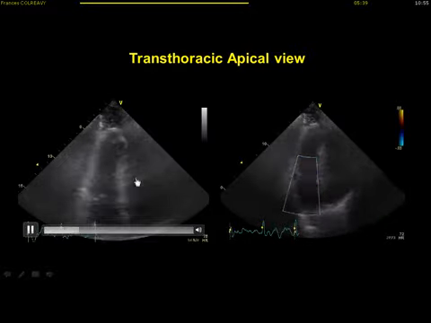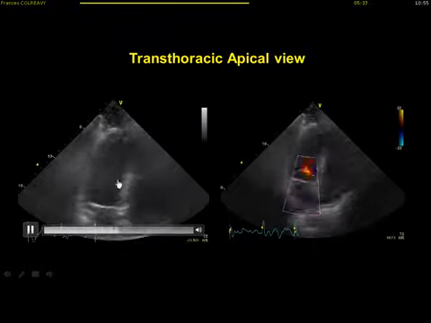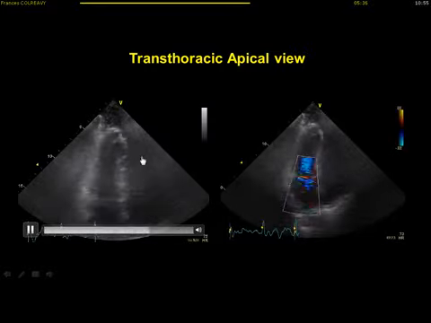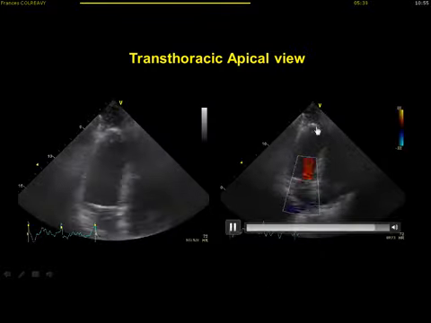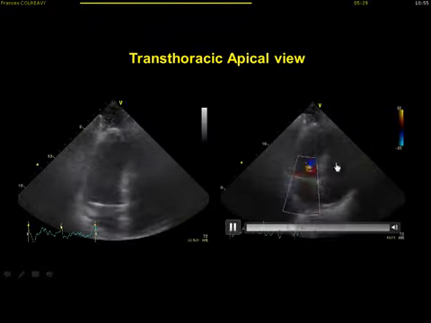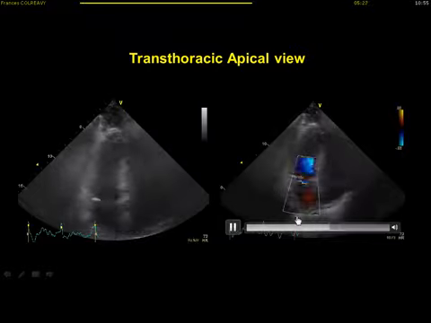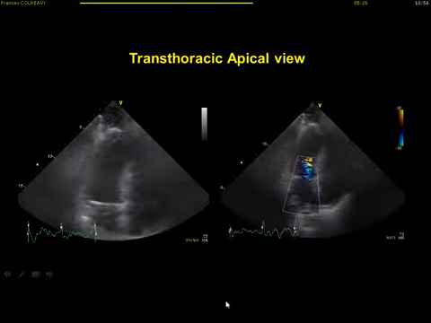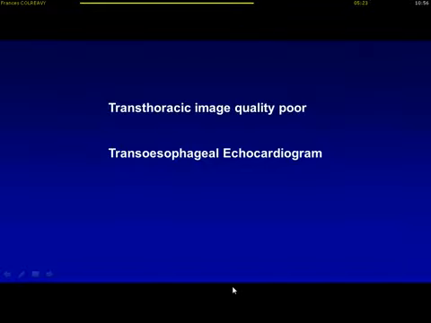When we move the probe to the apex of the heart and look at the left ventricle in a more full cross-section, the systolic function does look preserved, and the lineup of Doppler here is very favorable to diagnosing acute mitral regurgitation because it's parallel to flow, and we don't see a lot of mitral regurgitation. But because the image quality was poor, we did a transesophageal echocardiogram.